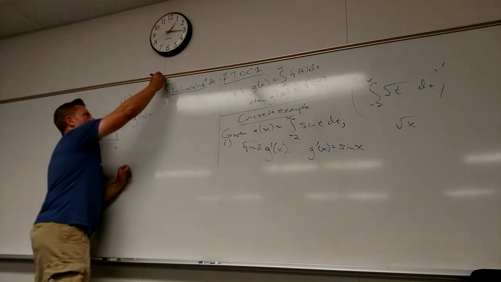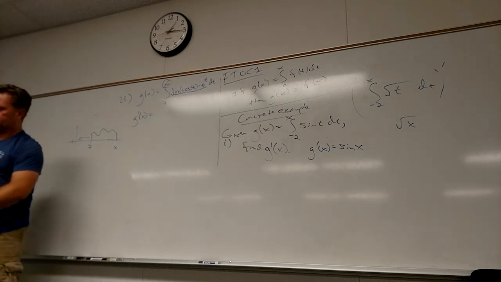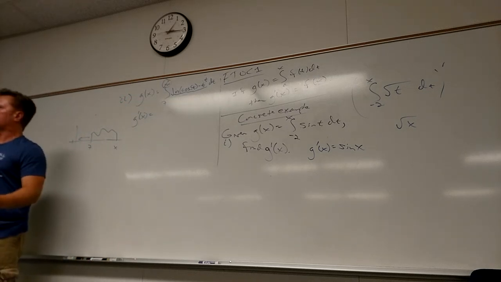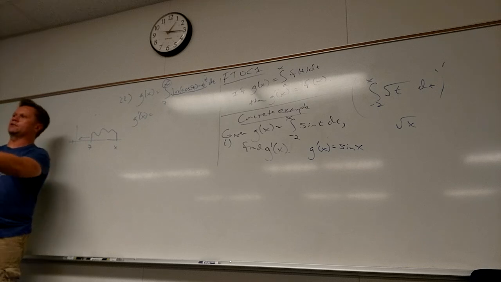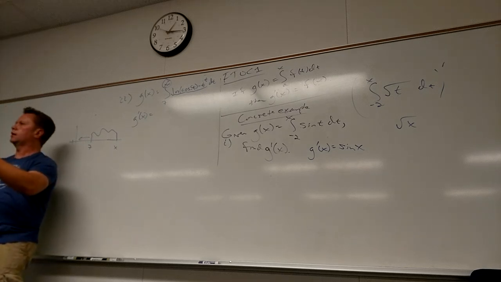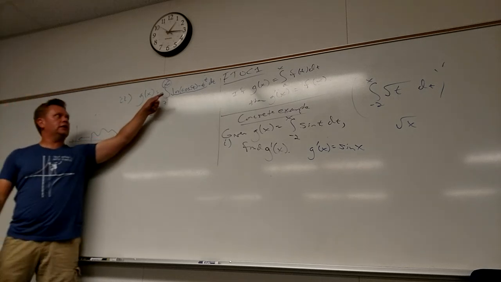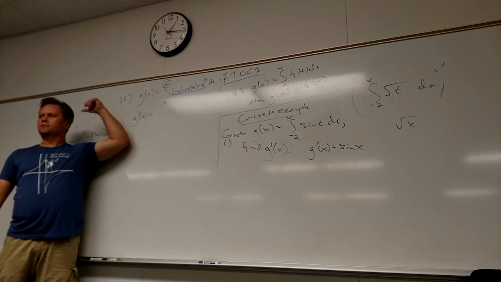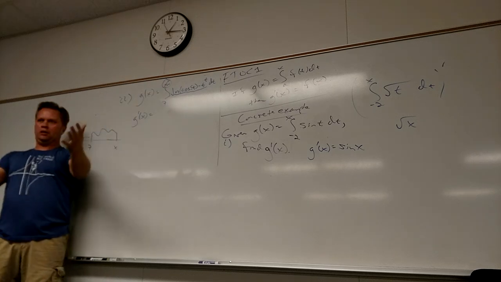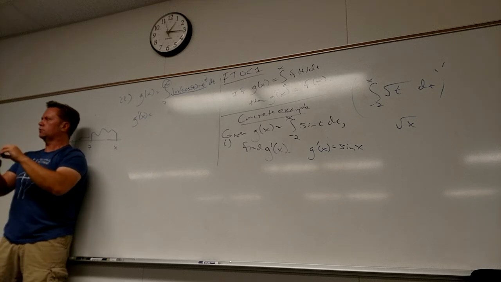This is really weird to us. We're not used to our input sitting on top of some stupid little shape. We're used to it being inside of a square root, inside of a sine, or just sitting there with a little power on it. We're not used to the input being up here. But this is just like something with an x squared in it. You've got to use chain rule.